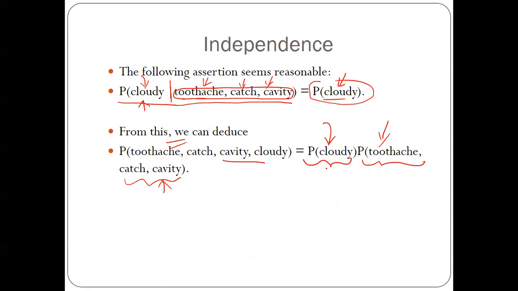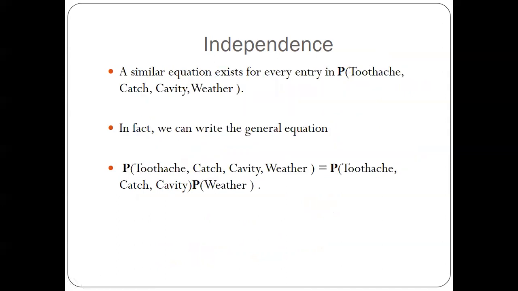Hence we are separating it out like this. Okay, hence this statement can be just represented like this. Now the probability of somebody having toothache, catch and cavity and the weather being cloudy is nothing but the probability of the weather being cloudy into the probability of somebody having toothache, catch and cavity, right? Okay, so this is what is about independence.